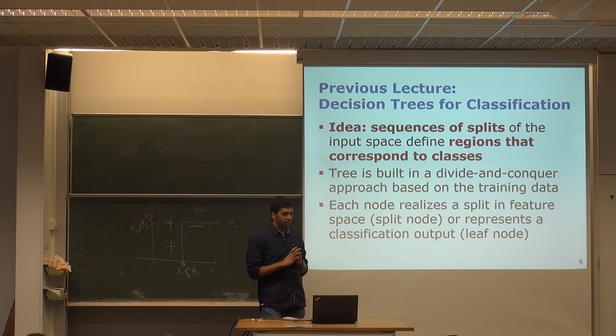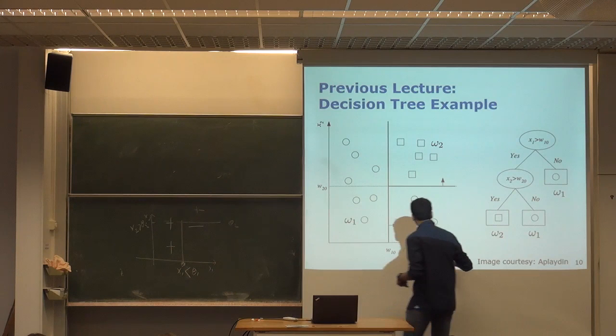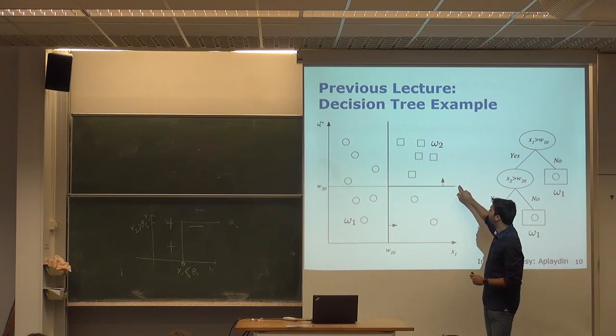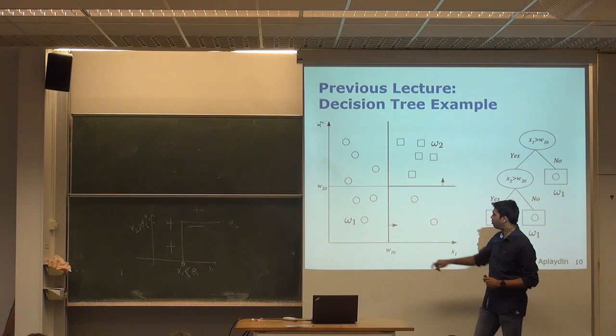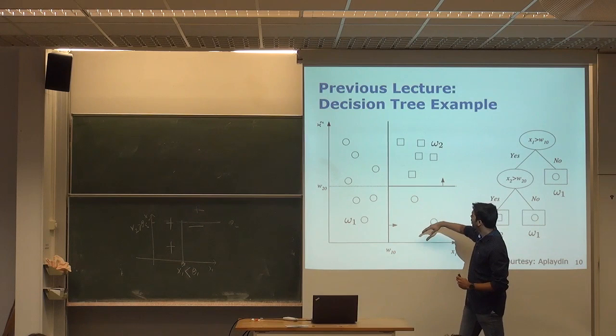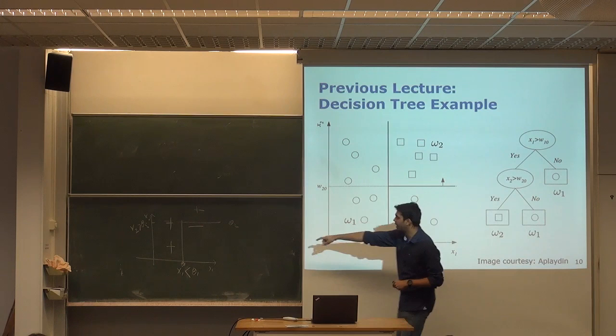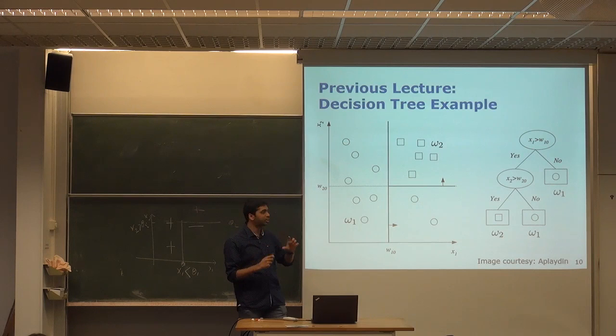Okay, so this was an example where, again, you have two features, X1 and X2, and the goal is to classify the circles from the squares. Finally, you end up with this particular partition where everything on the left of W10 is a circle, whereas everything on the right of W10 and above W20 is a square, and this region here again is a circle. This is exactly the same idea that we saw here. This was just one of these trees, which is what we looked at in the last lecture.